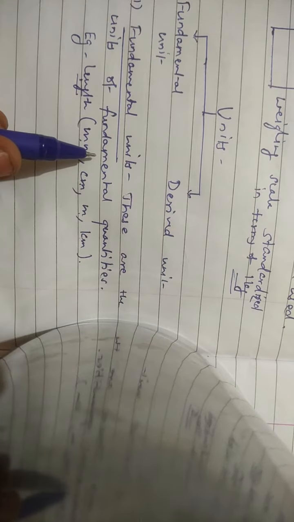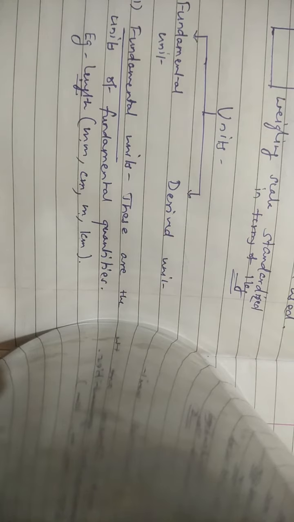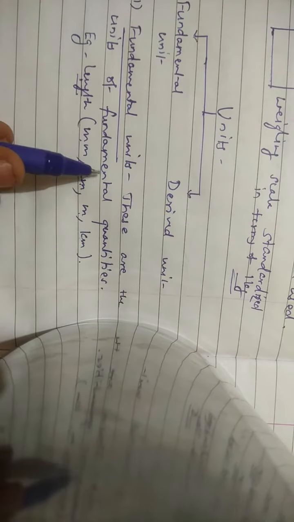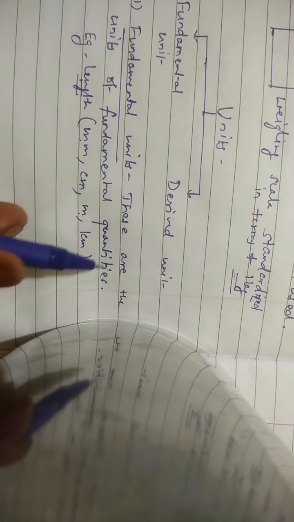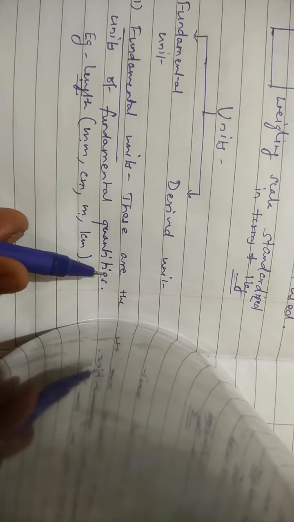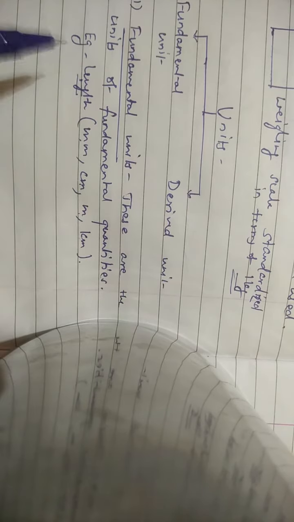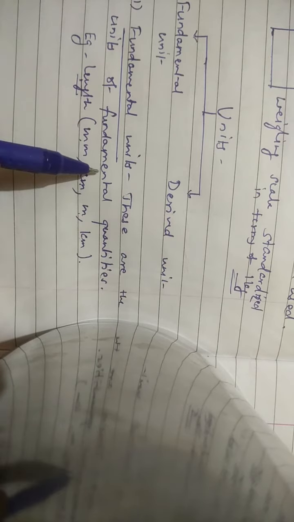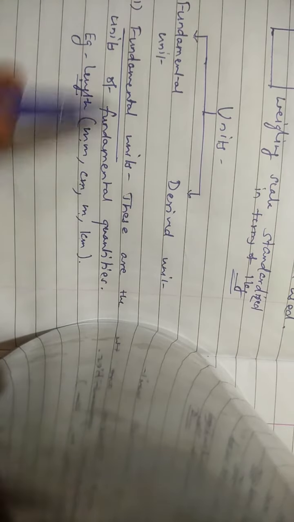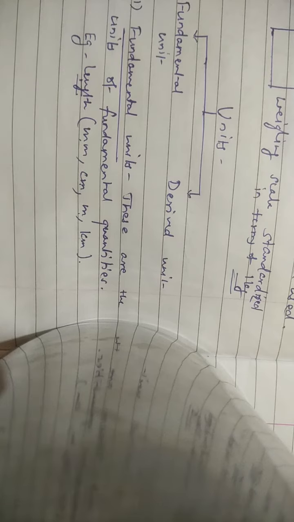Fundamental quantities are basically the quantities which are not dependent upon any other quantity for their measurement, or in other words, which are independent in their measurement. Those are what are called fundamental quantities. And the units of these fundamental quantities, or the units in which these are expressed, are what are called fundamental units.